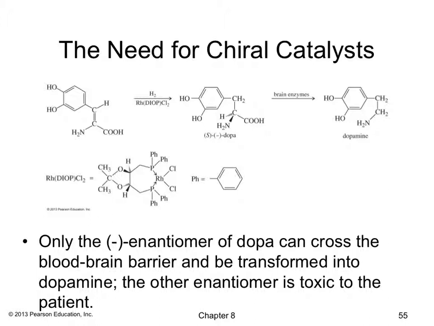Again, why is there a need for chiral catalysts? So for dopamine to be generated, you need the S form of dopa, shown here, and the only way to generate the S form of dopa is from this alkene in the presence of one equivalent of the rhodium DIOP catalyst, which is a chiral catalyst shown here. It will add the hydrogens to the backside, right? And then as a result will generate the S-dopa, and then in your brain it'll be able to cross the blood-brain barrier, and so your brain will then, through enzymes, convert it into dopamine.